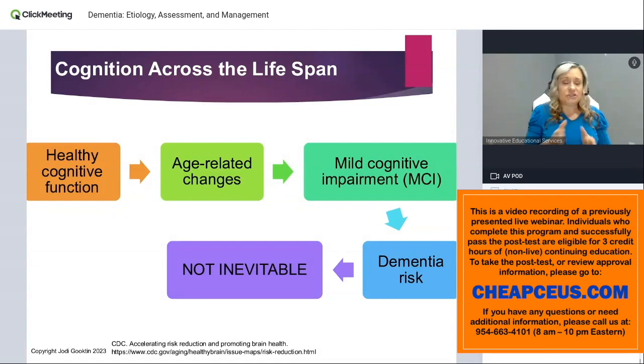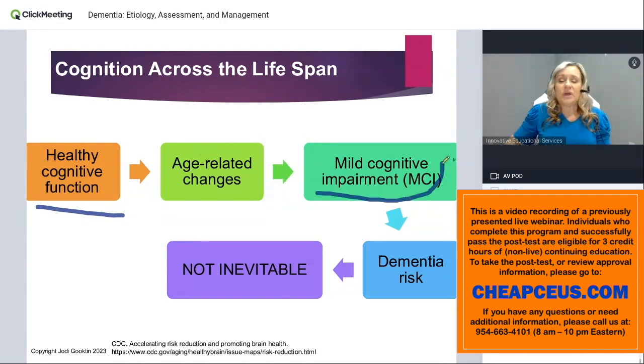As we examine cognition across an individual's lifespan, there are different ways that this can be looked at. What's currently understood is that we have our typical healthy cognitive function. As an individual ages, certain changes do occur in their abilities to recognize and interact with their environment. So we have that healthy function. And then as an individual ages, there are going to be some changes that occur related to their ability to recall and remember information.